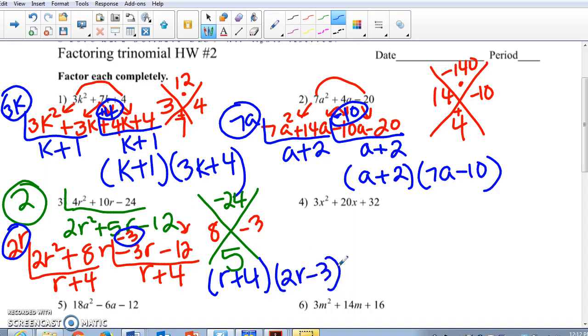Am I done? We forgot about one thing. What did we forget about? The GCF, the greatest common factor that we factored out at the beginning. So we have to bring that down, and that's going to be my answer.